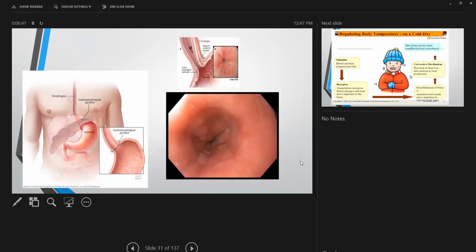So here's some of the sphincters. Sphincters are going to guard exits and entrances. This is the gastroesophageal sphincter, and you can see how that muscle is going to block that exit so that the acid doesn't reflux up into the esophagus.